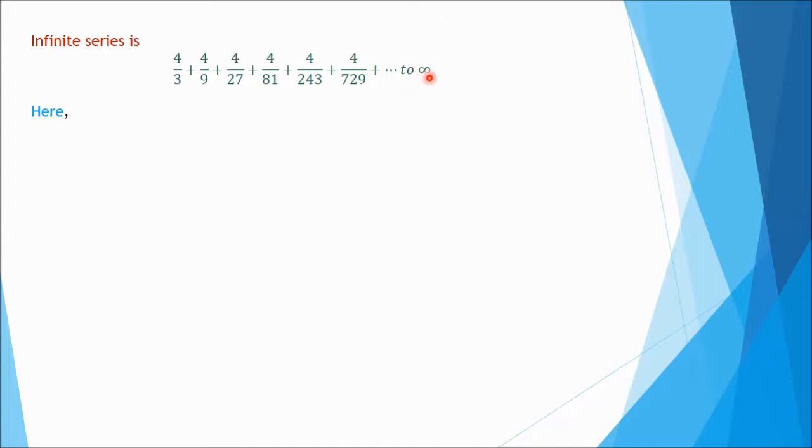Now S1, the first sum, is 4 by 3. Its value is 1.3 with a bar, because it is a non-terminating decimal and 3 is repeated. And for 4 by 9, S2 is 1.7, a non-terminating decimal where 7 is repeated. For S3, we have to add these 3 terms, first, second, third, up to 4 by 27, which is 1.9259. Now let's see up to 4 terms.